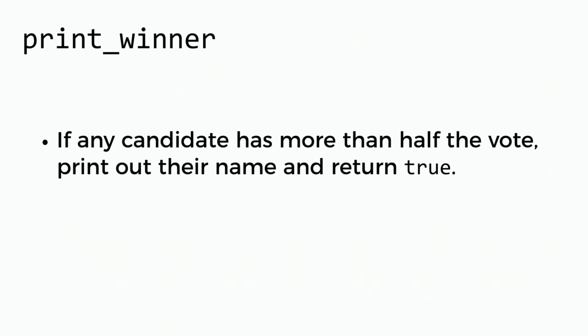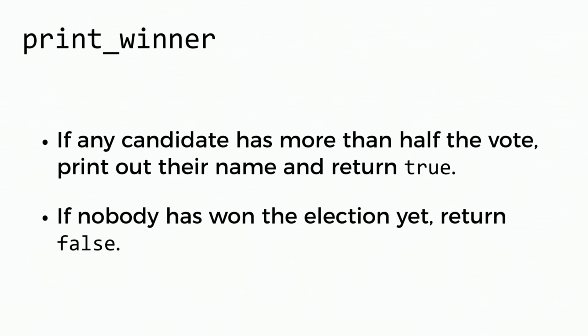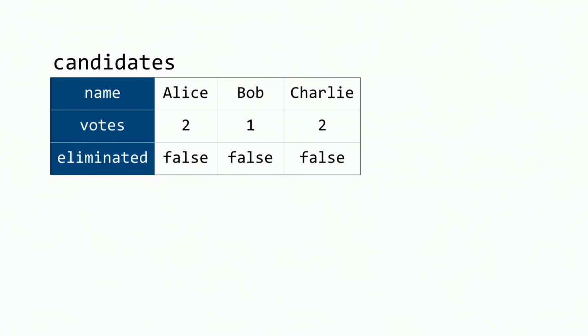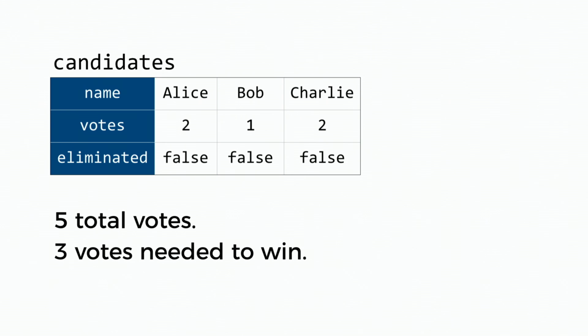What does that mean? Well, if any candidate has more than half of the vote, in other words, a majority of the vote, you should print out their name and return true from this function. But it's possible that no candidate has yet won the election, because nobody has more than half the vote. In that case, you shouldn't print out anything, and your function should just return false. So let's take a look at an example. In this case, there are 5 total votes in this election, and because there are 5 votes, you would need 3 votes, a majority, in order to win. Since nobody has 3 votes, that means there's no winner yet. So your print winner function shouldn't print out any names and should just return false.